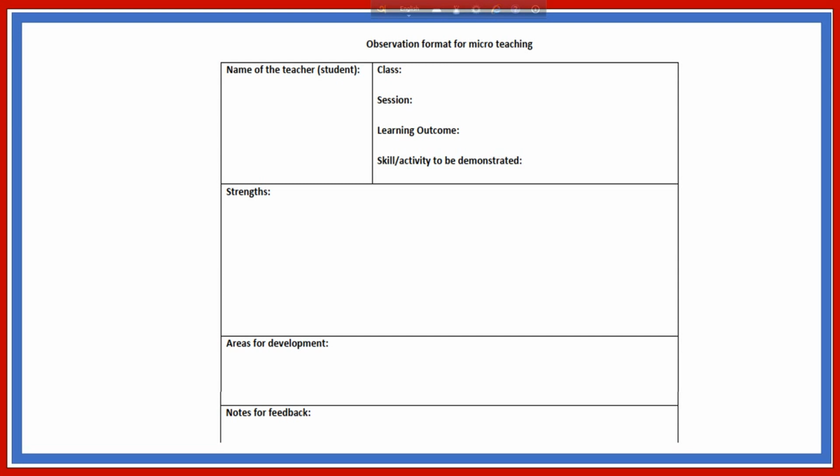So this is the observation checklist, and when a teacher conducts the class, other teachers will observe their class according to the format.